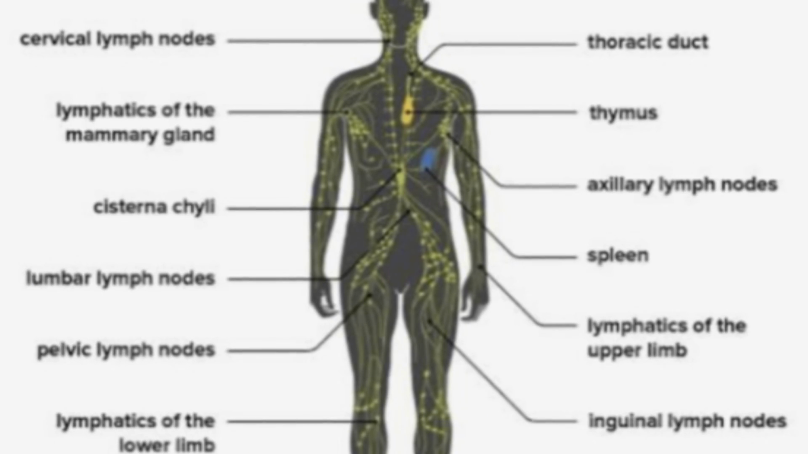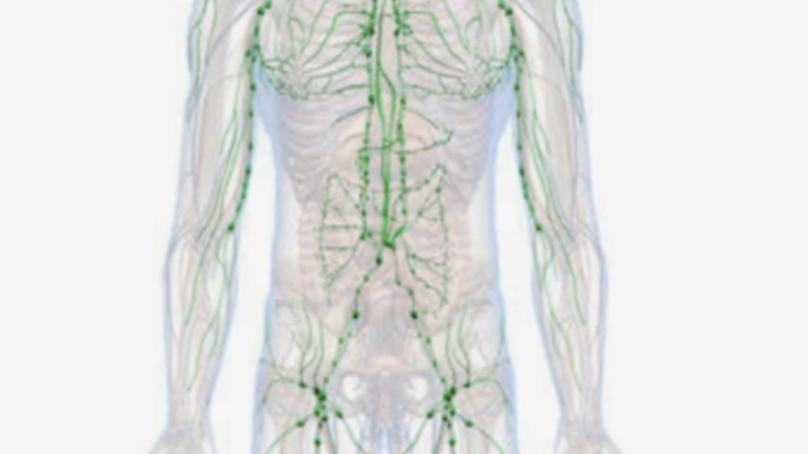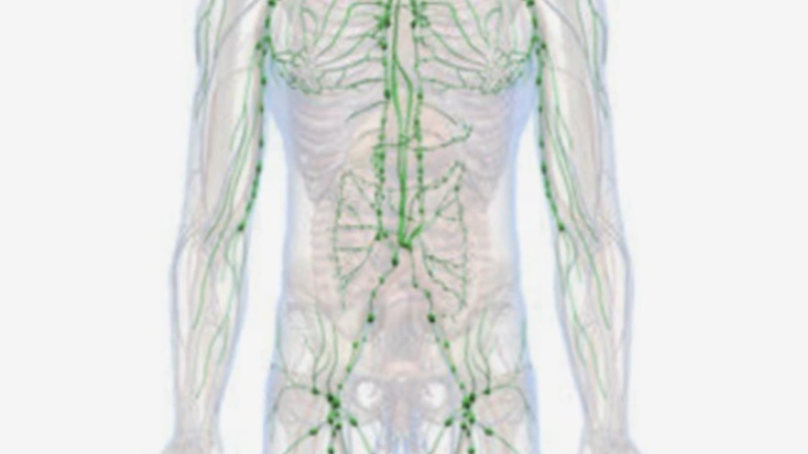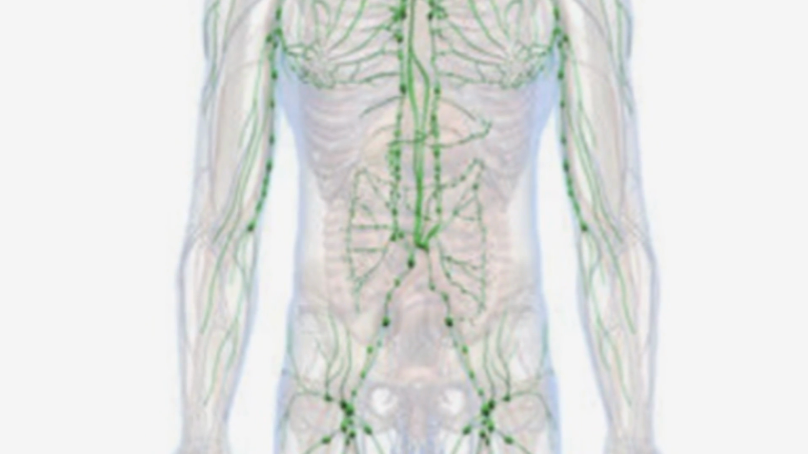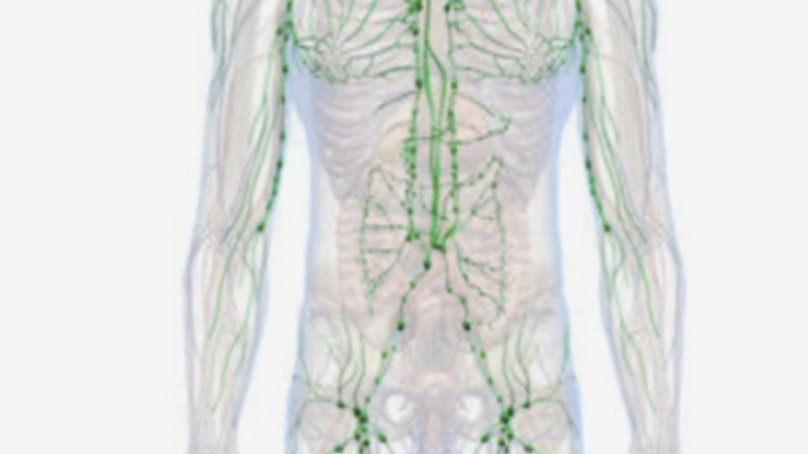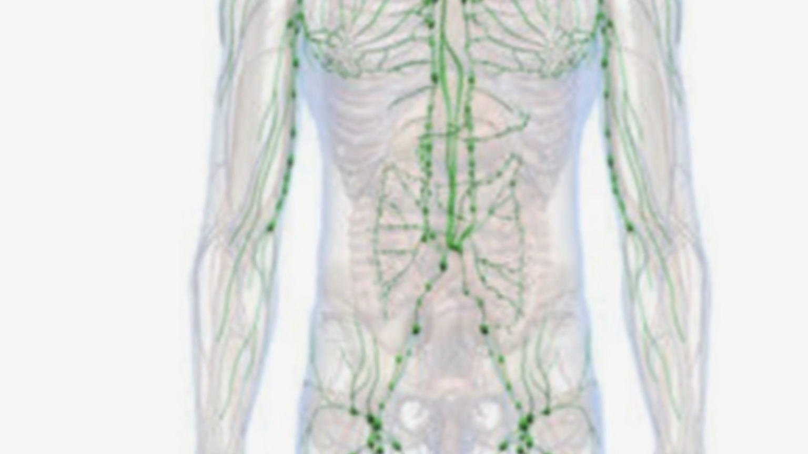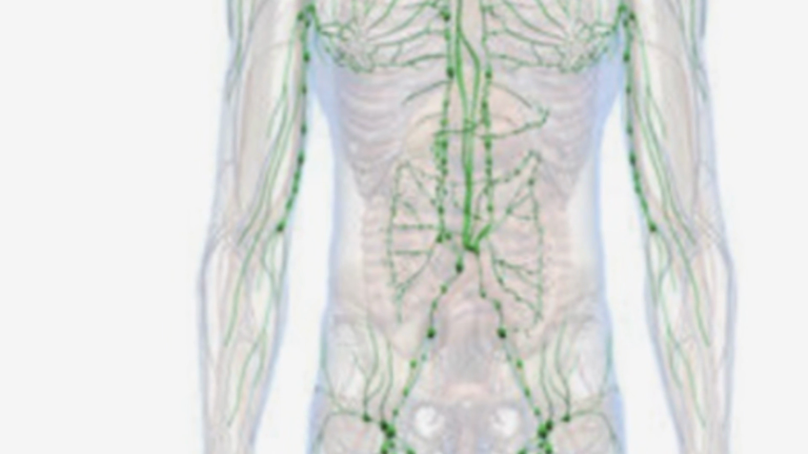What is the lymphatic system? The lymphatic system is a circulatory system made up of lymph vessels, which are much like blood vessels. It drains extra fluid, called lymph, that has passed out of the blood and into tissues, and returns it back to the blood.